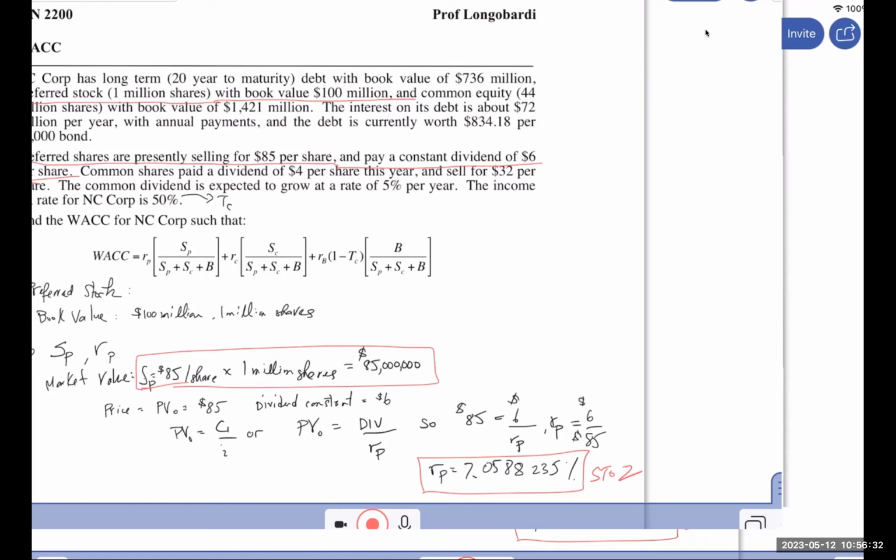So 1,408,000,000. Yeah, 1,408,000,000. All right, we have market value, SC. And now we got to get RC, and that's not hard because we had a little discussion about it. All we have is the price, and we have the G, 5%. And the dividend.